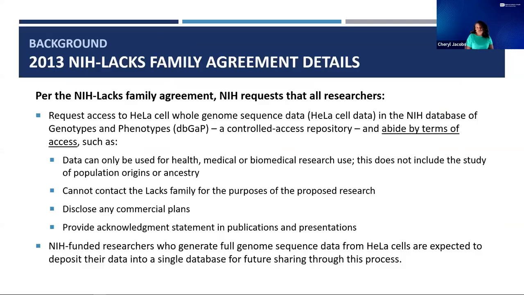So just a brief overview of the agreement. The agreement comes in two parts. One's for investigators requesting access to the agreement. It's through a controlled access mechanism through the NIH database of genotypes and phenotypes, or dbGaP. Requesters submit a request to NIH, and when approved, they agree to only use the data for health, medical, or biomedical research. So they will not use the data for anything that includes population origins or ancestry.